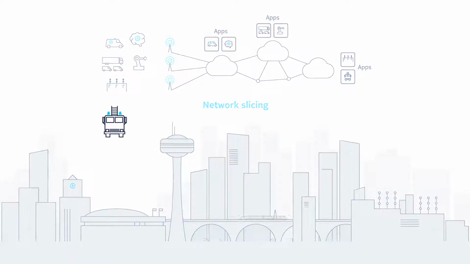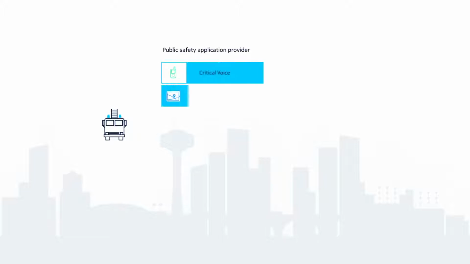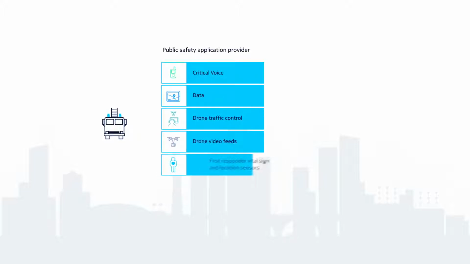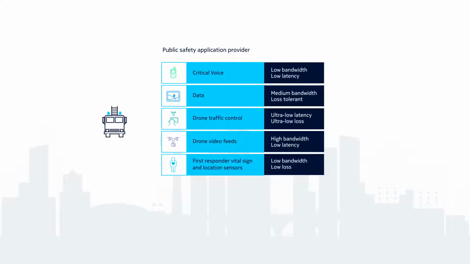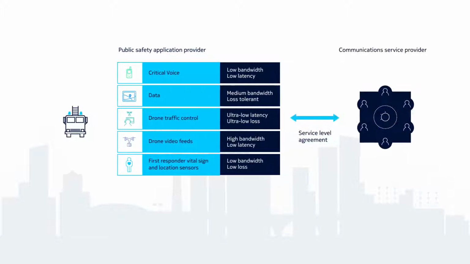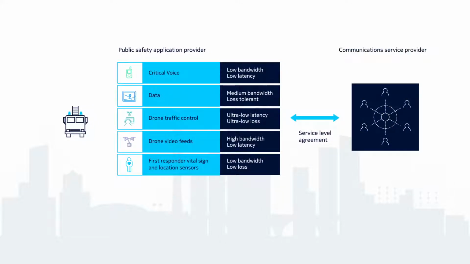But how does slicing work in practice? A target customer, for example public safety, may require different applications, each with unique communication requirements. Together, these requirements form the Service Level Agreement, or SLA, between the customer and the CSP. The CSP will create a network slice based on the SLA.